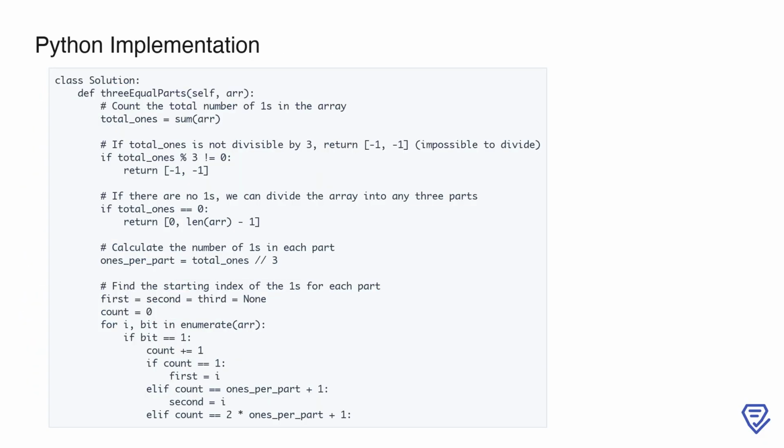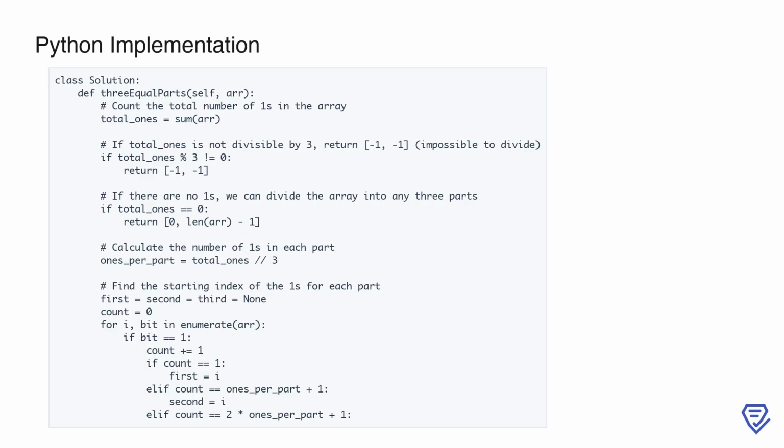Here we start by defining a class called Solution, which contains our main method, threeEqualParts. The first step in this method is to calculate the total number of ones in the given binary array using the sum function. This total count is crucial because it determines whether it's even possible to split the array into 3 equal parts. If the number of ones is not divisible by 3, we return [-1, -1], indicating that dividing the array into 3 equal parts is impossible.